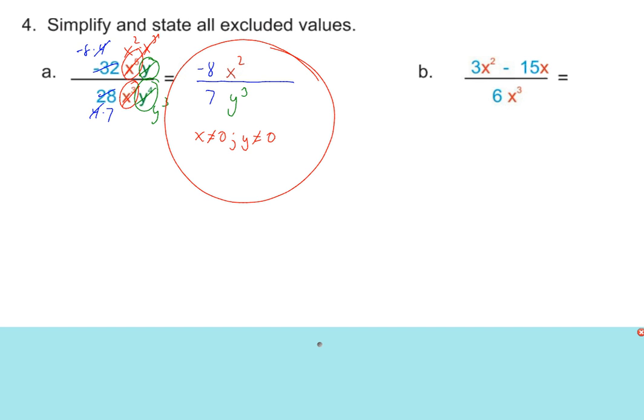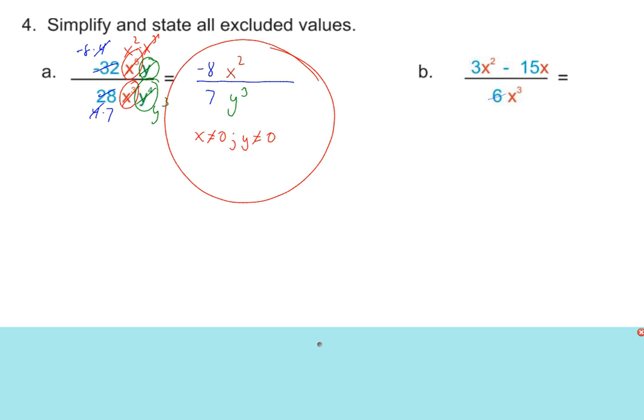Looking at B, do not do this. Cross out those 3's. You can't do that. Students always want to do that. The reason you can't is the 3x squared is tied into this negative 15x. They are one thing. It's a binomial. We don't use a parentheses, but it's one thing. The fraction bar is the grouping symbol, so we don't need that parentheses. But you have to understand that.